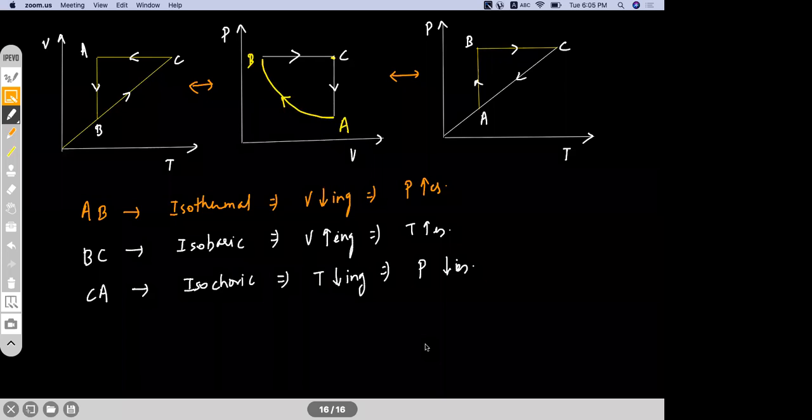Yes, so graph conversion is very important. You must take care of this. This data, you must match with all the processes that you are following. Clear? Okay.